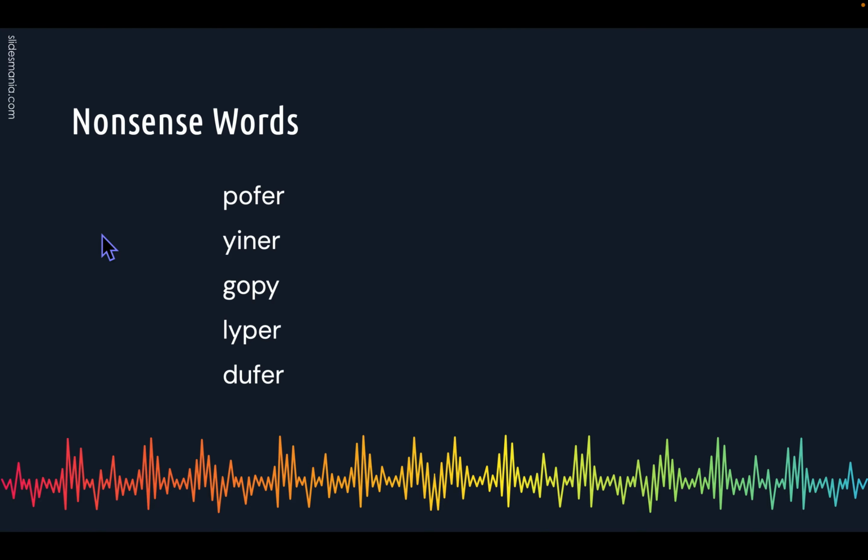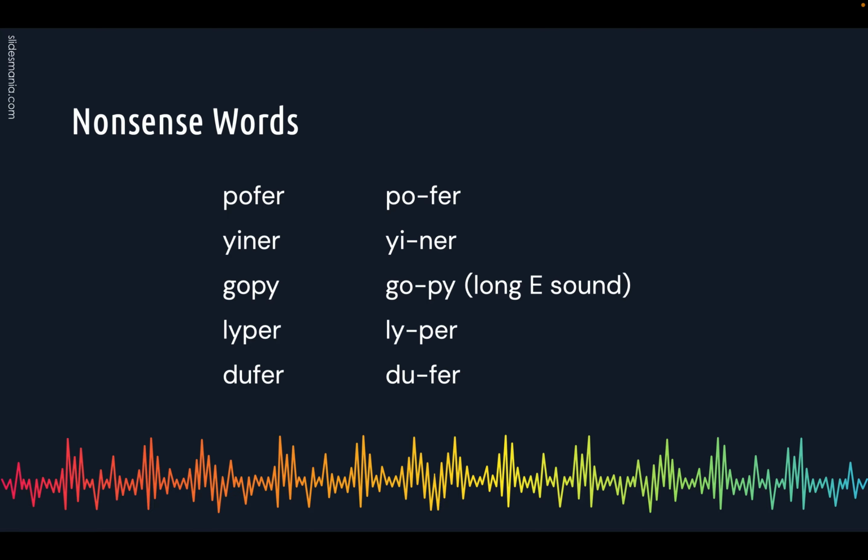Okay, so here are some nonsense words that you could try. For all these nonsense words, use the level 1 rule of if a syllable ends in a vowel, use the vowel's long sound. Okay, using the long sounds and dividing after a vowel before a single consonant, we would have pofer, yiner, gopi. This Y takes on a long E sound at the end of a word with several syllables, liper, and doofer.